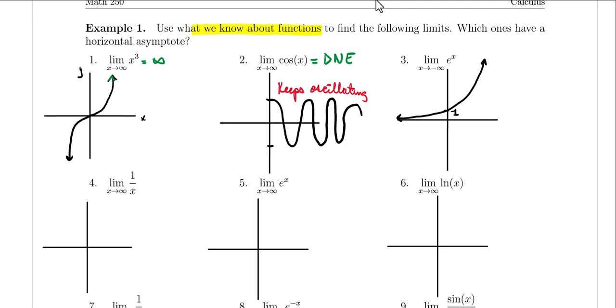Now, because I'm asking you to figure out, hey, what's the limit as the x approaches negative infinity, as the x gets larger and larger all the way to the left, well then you're actually approaching a y value. You're approaching the y value of 0. So this particular limit is actually defined here. The limit is 0, so this one does have a horizontal asymptote, in this case being y equals 0. Alright, so this is the first one that actually does have a horizontal asymptote.